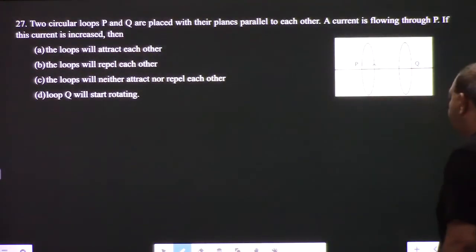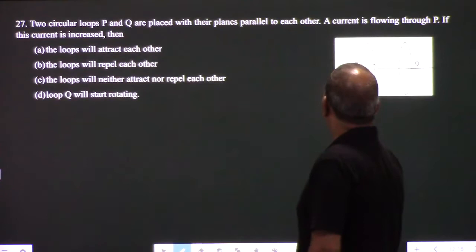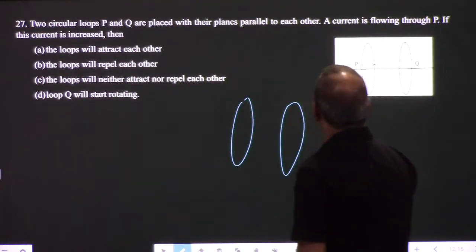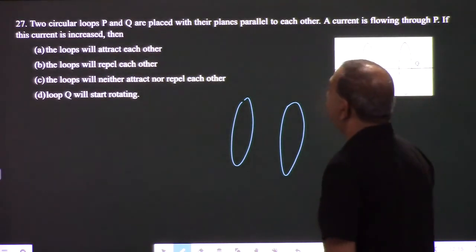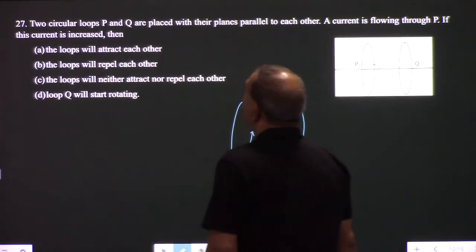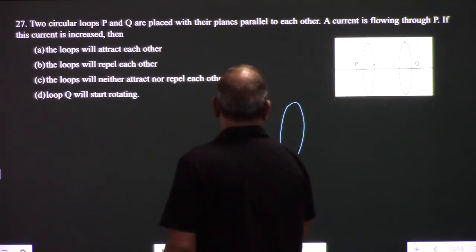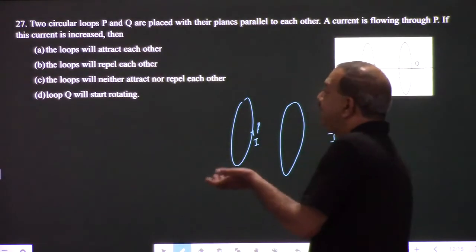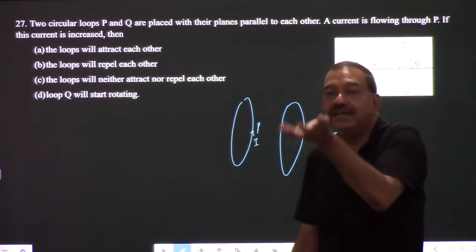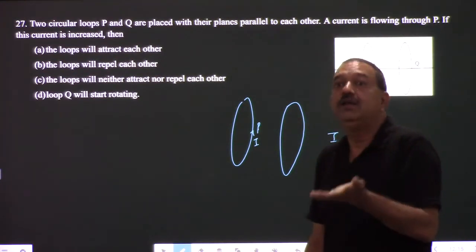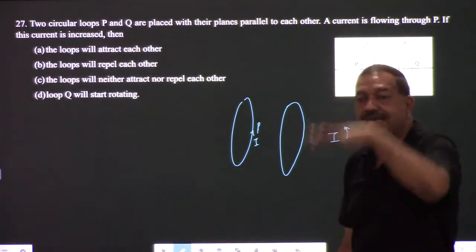The question number 12. Two circular loops, P and Q, are placed parallel to each other. A current is flowing through P, and this current is increasing. As the current increases, the magnetic field will increase. When the magnetic field increases, EMF will be induced.